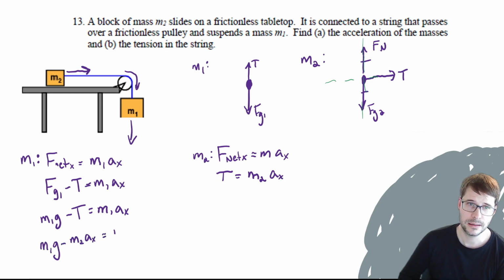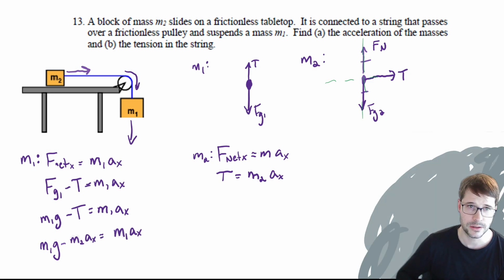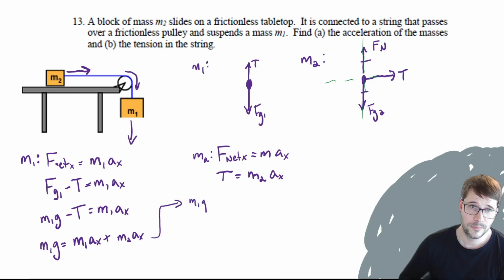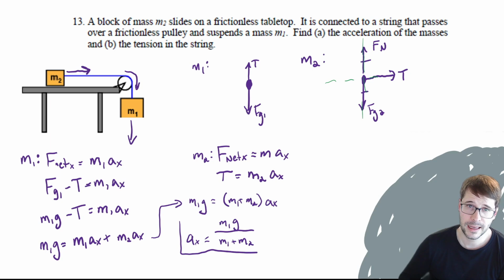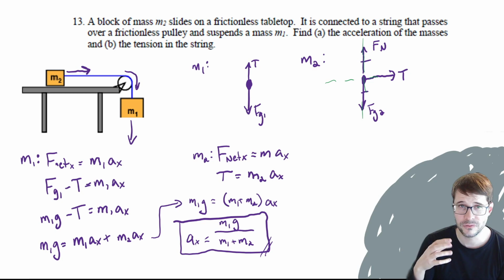So if I plug in M2Ax for T, we get that. Now we have an equation with only one unknown, the acceleration. So what we want to do is move the M2Ax over to the other side so that we gather all of our like terms, a little bit of algebra. And then we can solve for Ax. So I'm going to factor out M1 plus M2, and then divide both sides by that. And I get that Ax is given by this formula here, M1g over M2 plus M1. So it's the weight of one object divided by the total mass of the entire system.